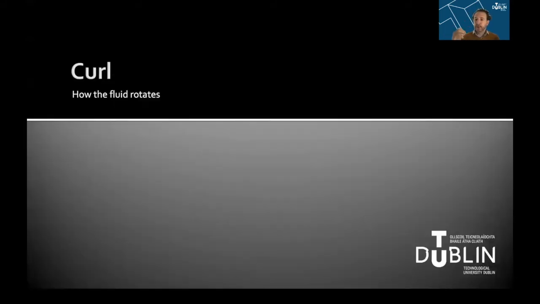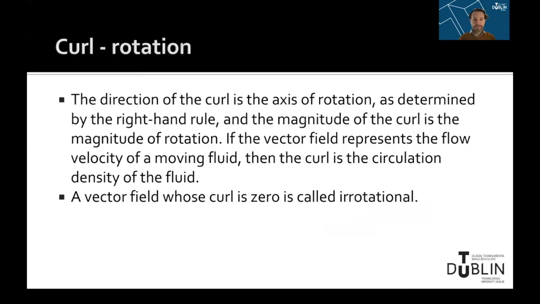Now, we've talked about expansion and contraction, which is divergence, and now we get to curl. Curl is how a fluid rotates. The direction of the curl is the axis of rotation as determined by the right-hand rule. So always going back to your right-hand rule. So how does it rotate? What does it rotate around?